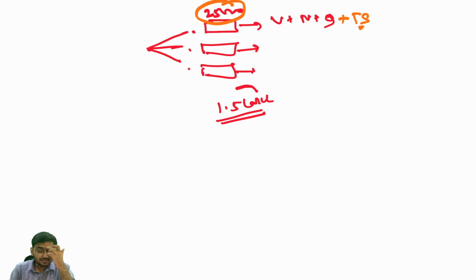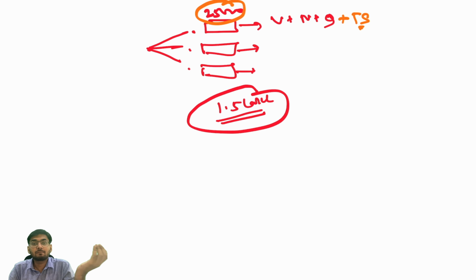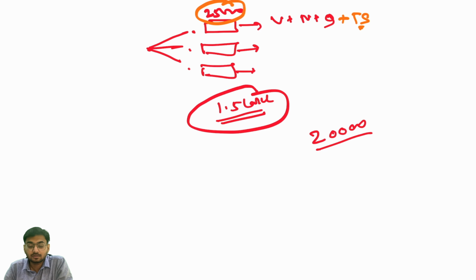Why? Because in this range no one is competing with Apple, but in the range of 20,000 there are many companies competing: Motorola, Oppo, Redmi, Nokia. They all are competing in this price range.